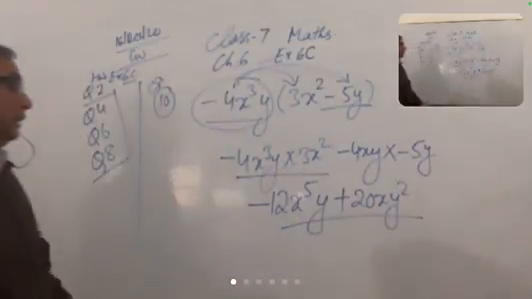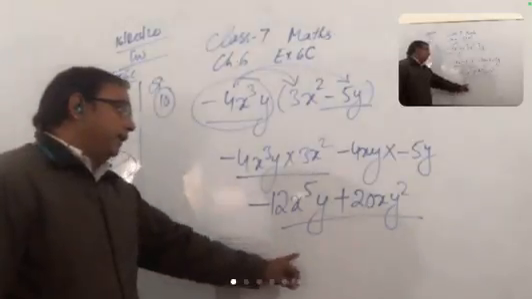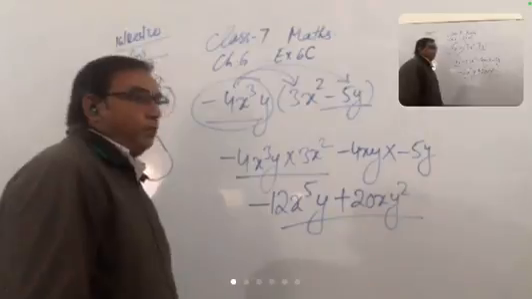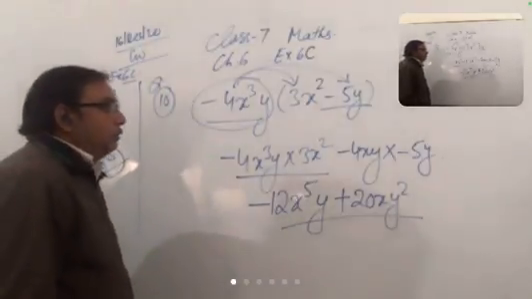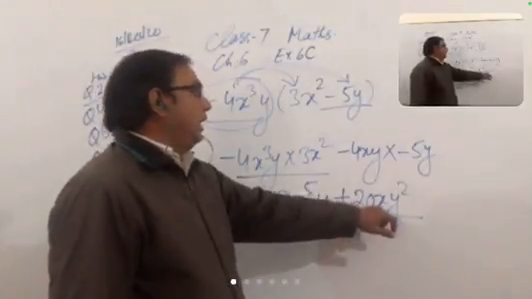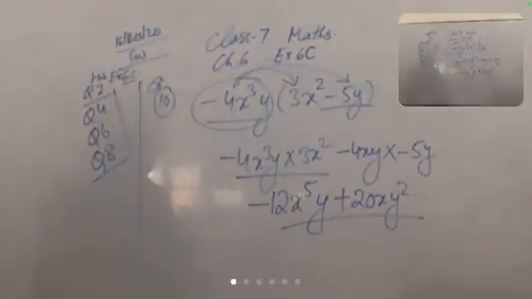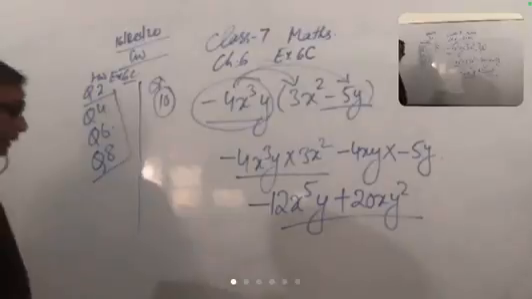So now this is the answer. Minus 12x with the power 5y plus, because minus minus is plus, minus 4 multiplied by minus 5 is equal to plus 20. So it's plus 20 and now it is x, so x will remain, and y multiplied by y is y square. Now this is the question number 10. Please copy fast.